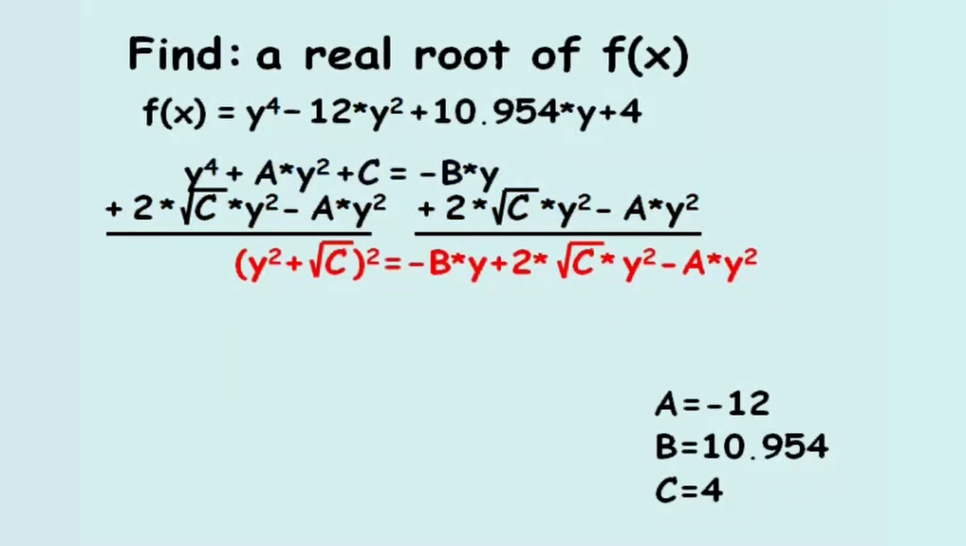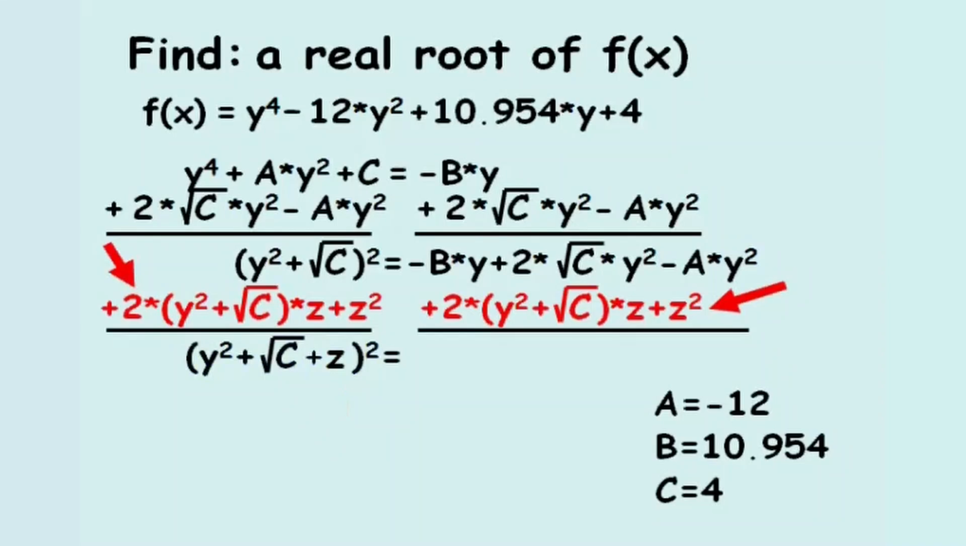Next, we'll transform the left-hand side to equal the quantity y squared plus root C plus z, squared, where z is a new variable we're introducing to help us solve for y in an upcoming step. To arrive at this left-hand side value, we'll add 2 times the quantity y squared plus root C times z plus z squared to both sides of the equation.